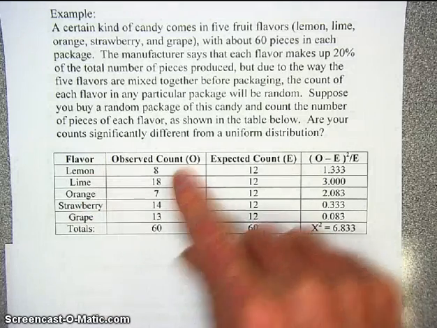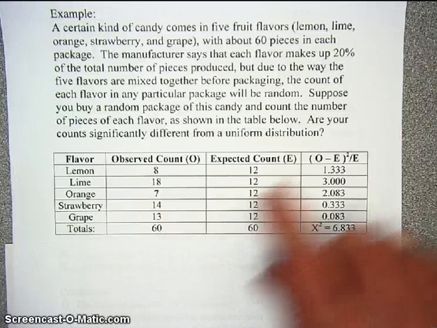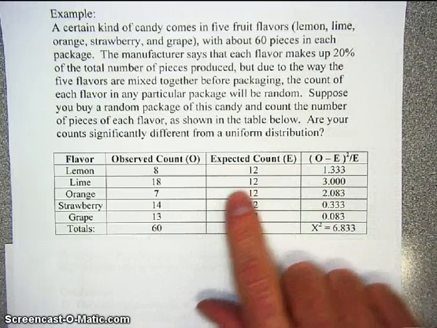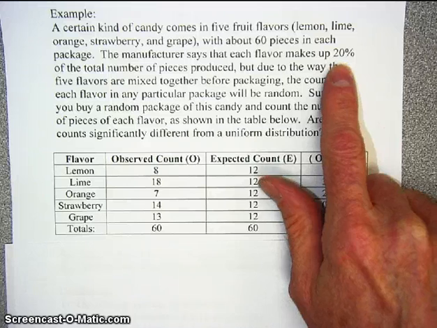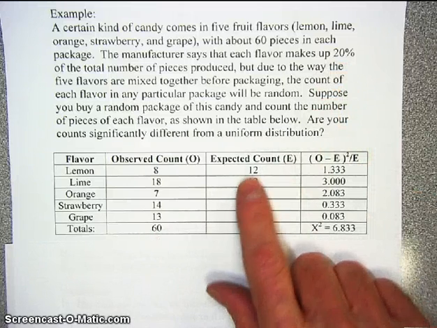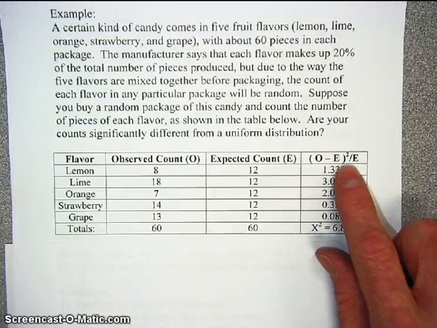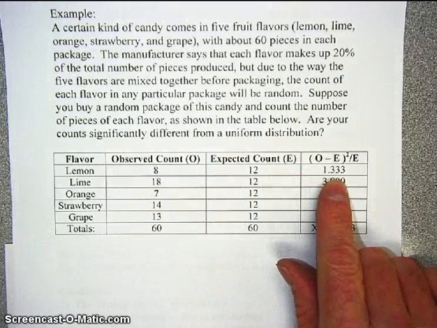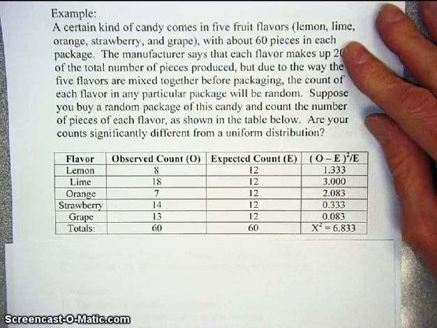Well, here are the 5 flavors. Here are the observed counts. We have a total of 60 pieces of candy in the package. Now, the manufacturer says that each flavor makes up 20% of the total number produced. Well, 20% of 60 is 12, and that's how we get the expected counts. We multiply the proportion that each flavor makes up times the total number of observations, and 20% times 60 is 12, and of course those add up to 60. And over here we have the components of chi-square. We take 8 minus 12, square it, and divide by 12. We get 1.333, etc. And then the chi-square statistic is the sum of all those values in that column.